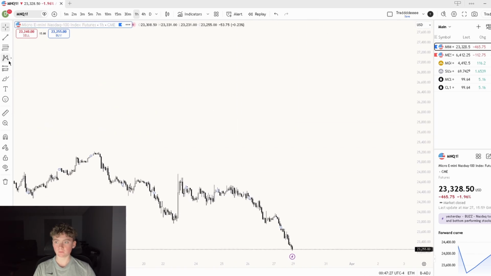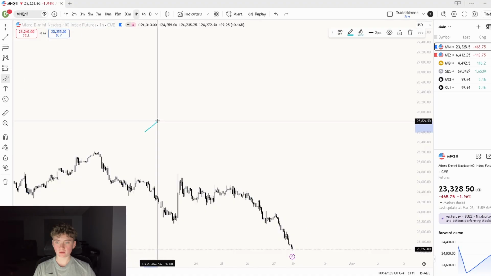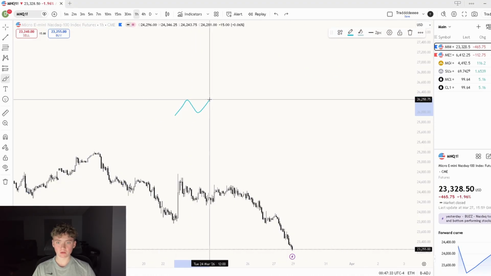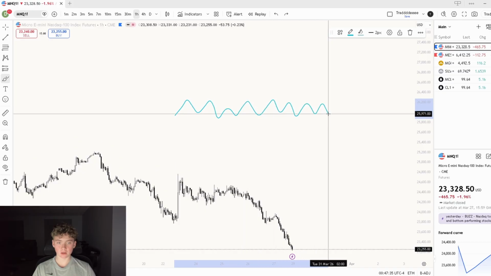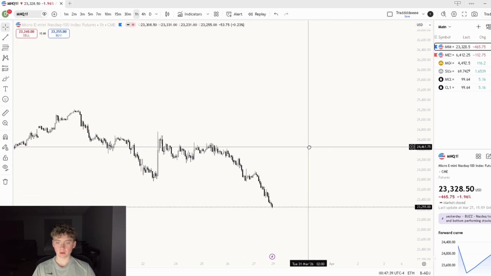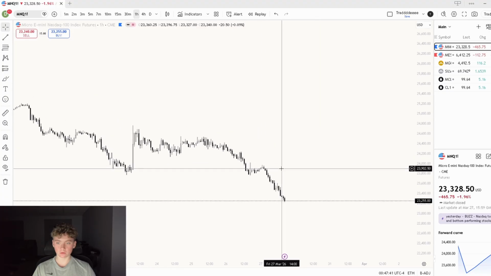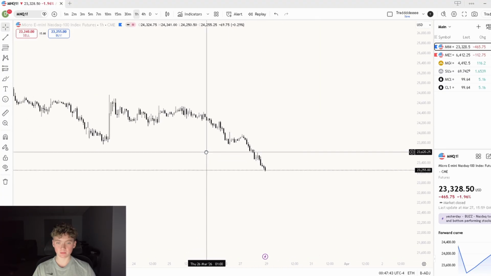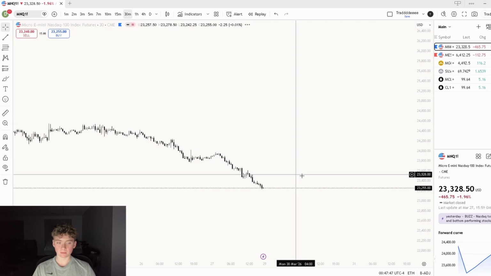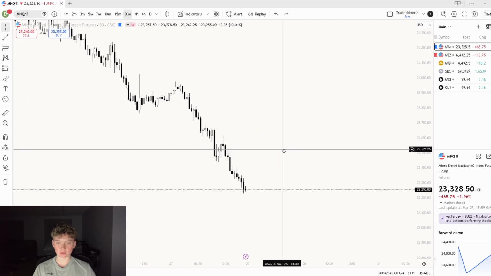Sometimes we could be moving up like this. That's an uptrend. And then sometimes we could be ranging and just consolidating a little area. But yeah, currently we're in a downtrend. So my bias for today is probably going to be bullish. We're going to go back down to the 30-minute. I'll show you the other way that I like to do this.